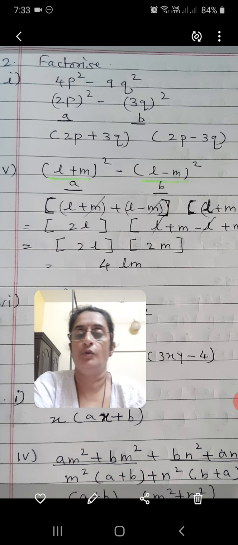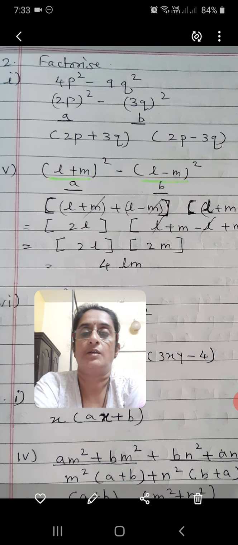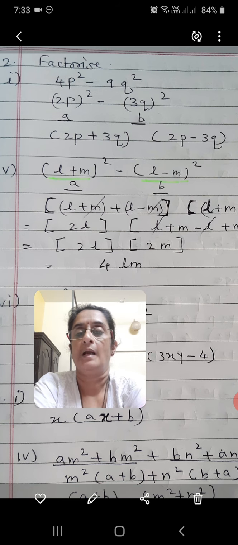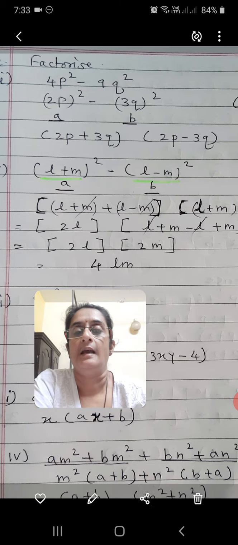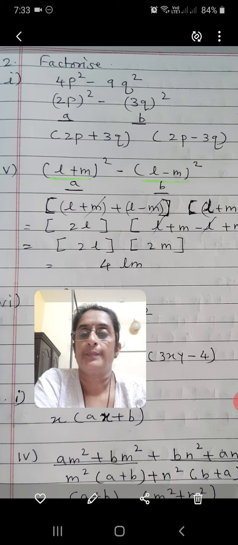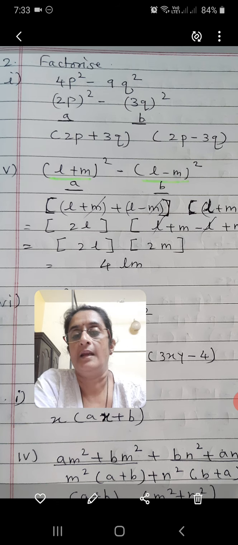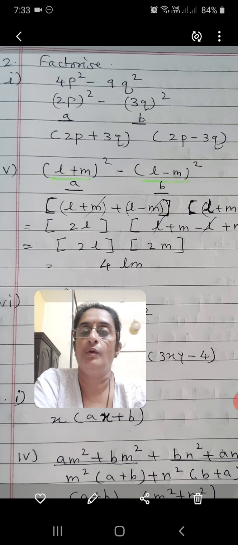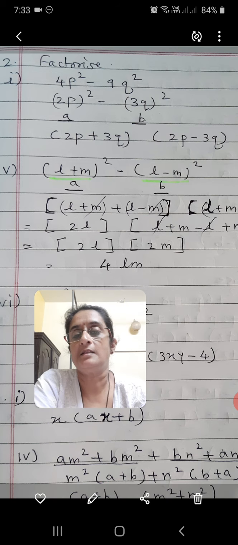The same way we are going to do with the next question, that is in the bracket l plus m square and l minus m square. So consider the first term as a, second term as b. So a plus b will be l plus m plus l minus m, and the second term a minus b is l plus m minus l minus m. So open the brackets. M, one positive, one negative is there, it will get cancelled. So only l plus l will remain, that is 2l.